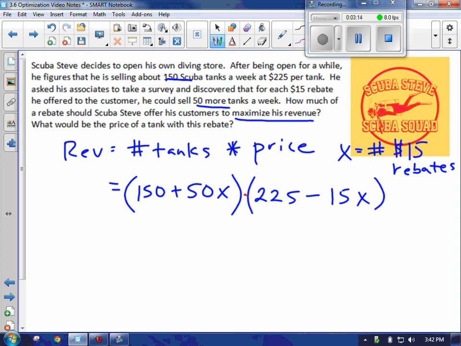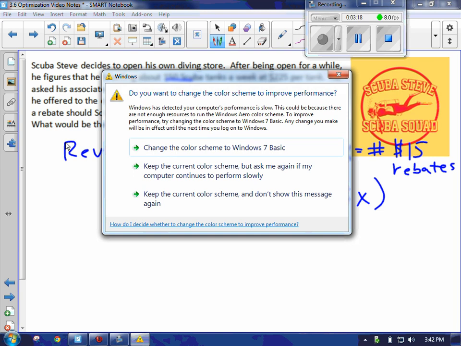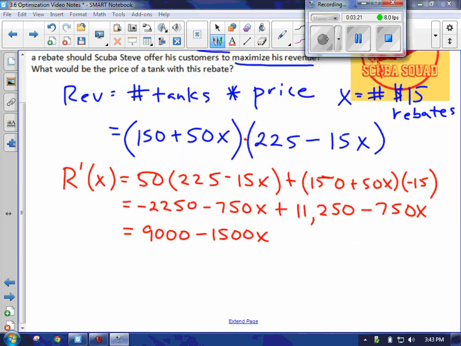So I'm going to pause, take the derivative and simplify. You go ahead and do that as well. Okay, hopefully you get down to this, 9,000 minus 1,500x. Since we wanted to find a maximum, we're going to set this derivative equal to 0 and then solve. So if we solve for x, we subtract 9,000 and divide by negative 1,500, so you'll get a positive 90 over 15, which is 6.